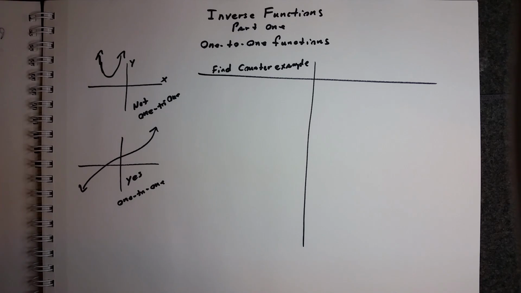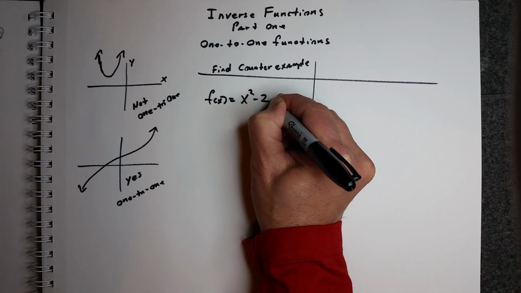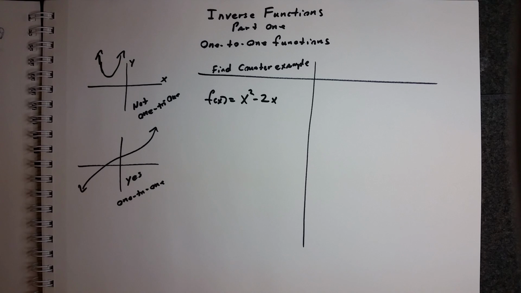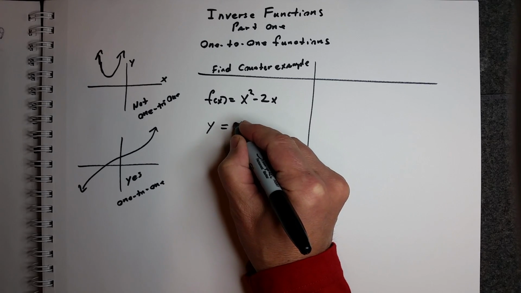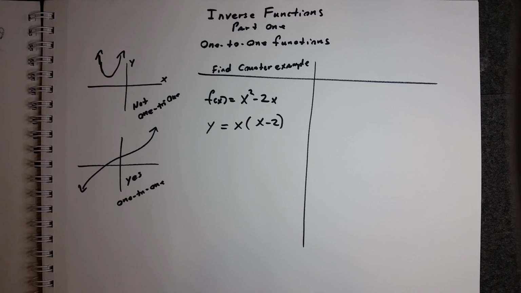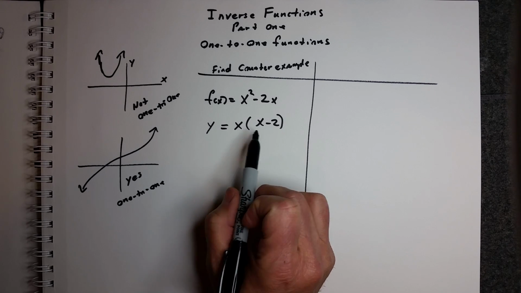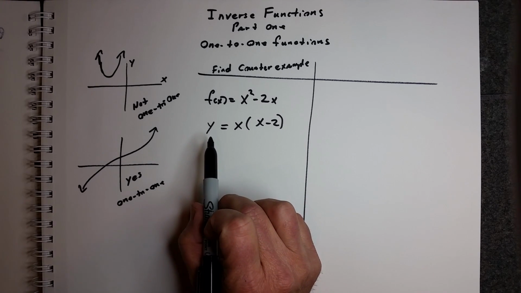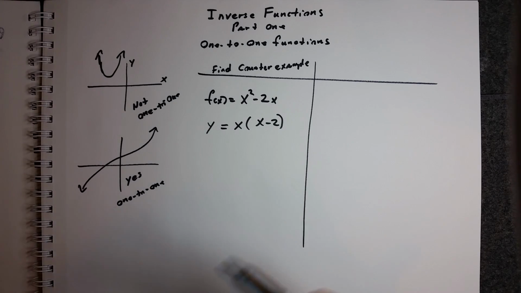So let's take a function, f of x equals x squared minus 2x. And we want to know, well, is this a one-to-one function or not? Well, we can factor this. We're going to change this to a y. And we're going to quickly realize that now I'm looking at, are there two different ways to get the same y value? And if there's two different ways to get the same y value, then all bets are off.